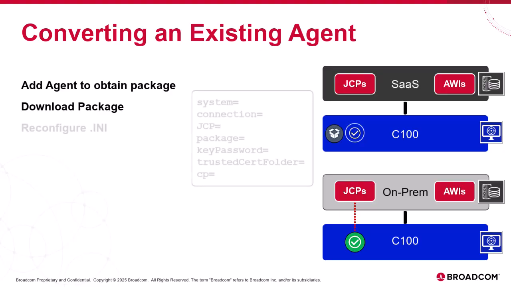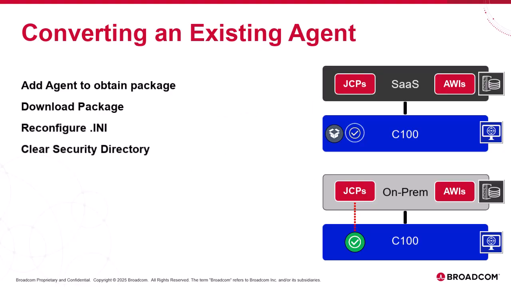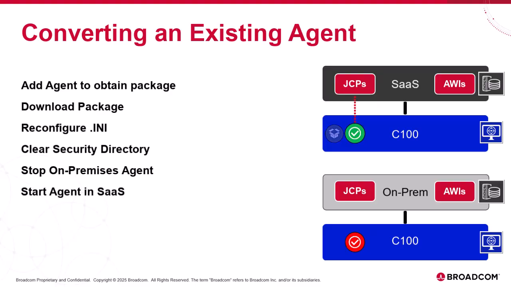We reconfigure the INI file. We clear the contents of the /bin/security directory. Security files will prevent your agent from establishing the initial connection. We stop the agent, the connection to on-premises AE is ended, and processes are no longer automated against the system or application. We start the agent. The initial connection is established with the JCP endpoint. Finally, we re-authenticate.